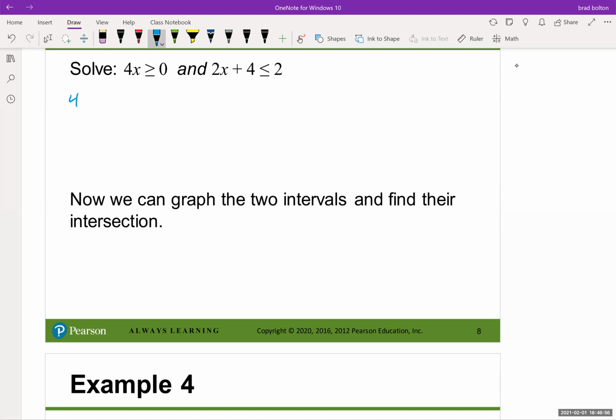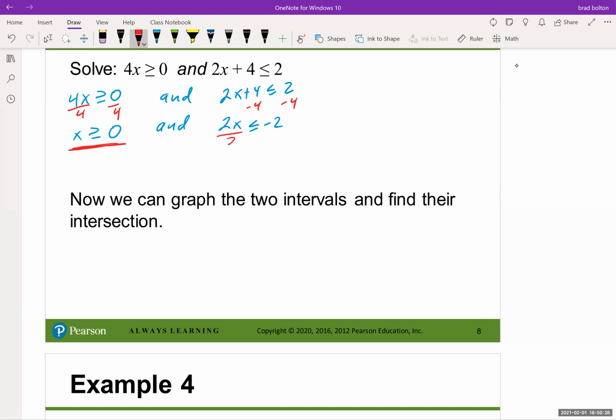So the first thing I do is I come over here and I write 4x is greater than 0, and I write 2x plus 4 is less than or equal to 2. I'm going to divide both sides by 4 here. Here, I'm going to subtract 4. I'm just doing it quickly because you guys already had a chance to work on it. And then this is 2x is less than or equal to negative 2. So this side's done, right? We're pretty much done here, but this side I have to divide by 2. So this would be x is greater than or equal to 0, and this one would be x is less than or equal to negative 1.